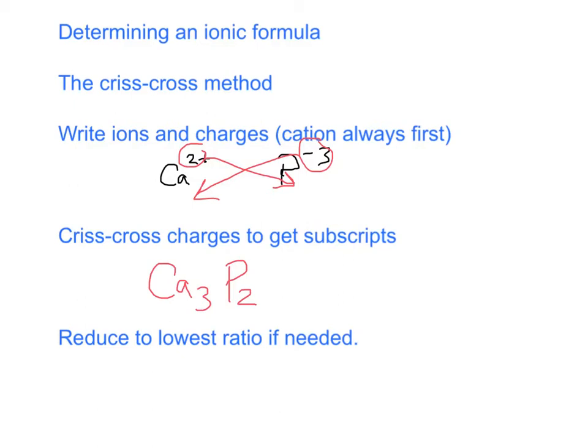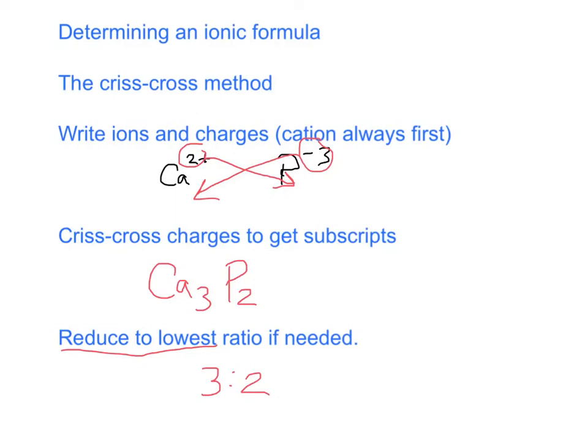And then the most important thing you have to look at is to make sure you can't reduce those numbers. 3 and 2 cannot be reduced. It's a ratio. It means 3 calcium ions to 2 phosphide ions. And you just check it and see if you can divide a 2 out, you need to do so.